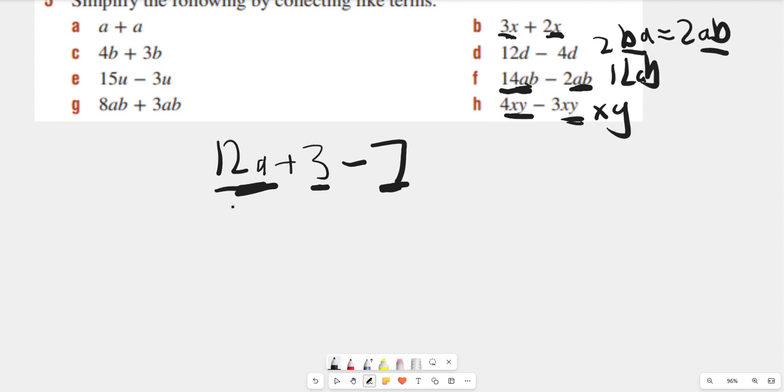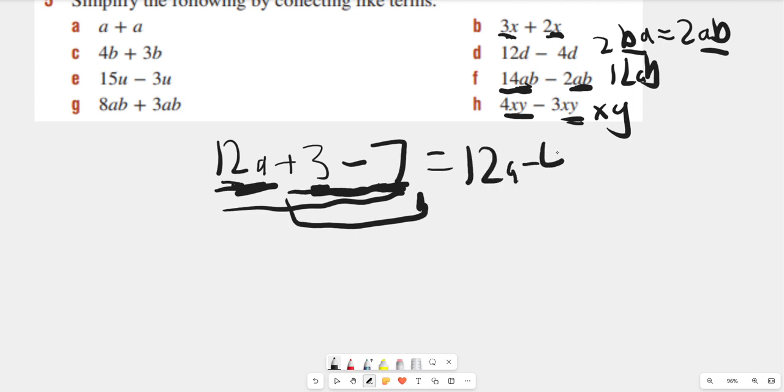So that's not there. I'm just saying some examples, that's not there. So the only like terms here are your 3 and minus 7. So all you want to do is just do 3 minus 7. Just go from left to right here, which is minus 4, and then the 12a just stays the same.